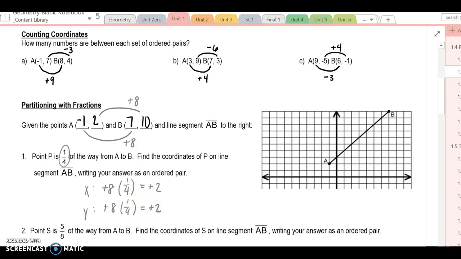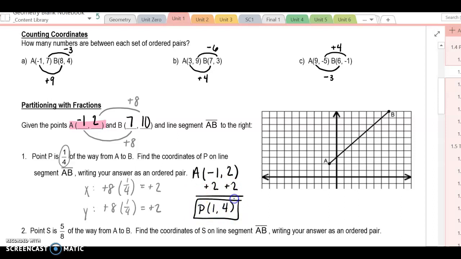So the last thing that you're going to do is you're going to rewrite your coordinate A. So A, we were at -1, 2. Underneath the x, we're going to put +2. Underneath y, we have +2 again, and we're going to get an answer of, for point P, 1, 4.